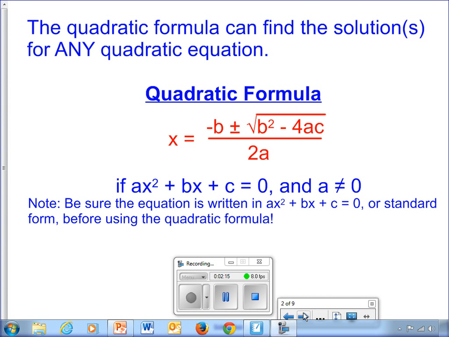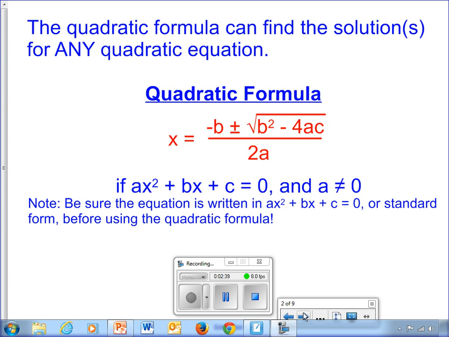X equals negative b plus or minus the square root of b squared minus 4ac all over 2a. And if you will sing that several times, you can repeat this if you would like. It'll help you learn it.